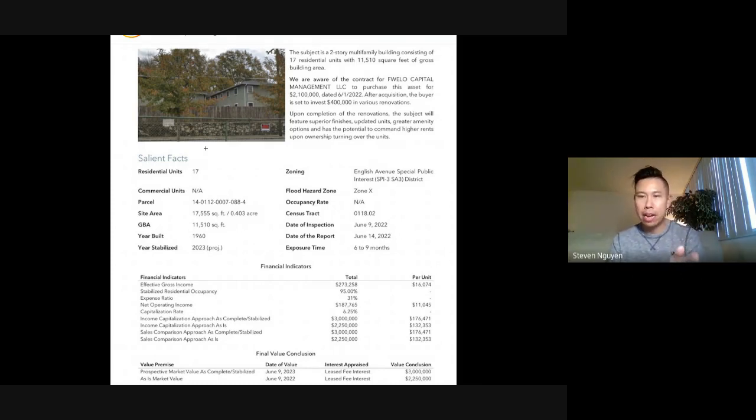So 31 out of the gate, that's impossible for a 17 unit. I mean, unless you're self-managing that thing, and buying the cheapest insurance, and not really fixing things.